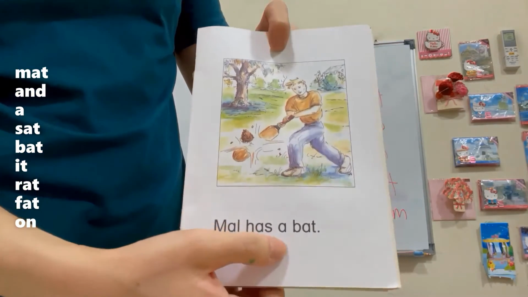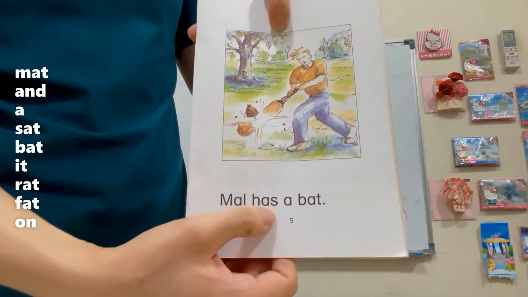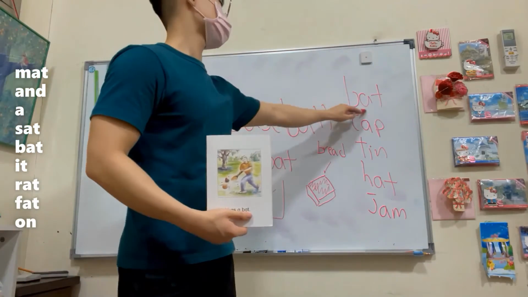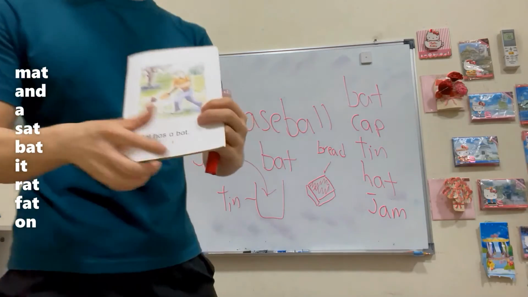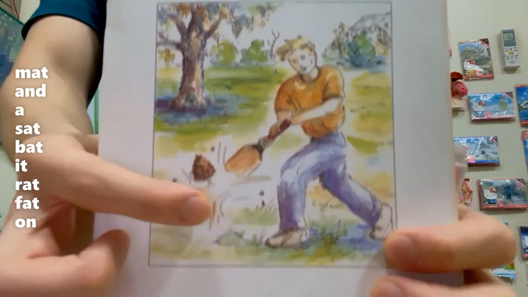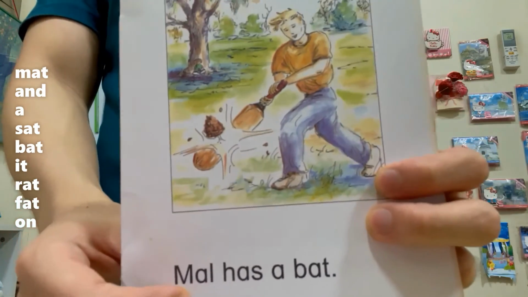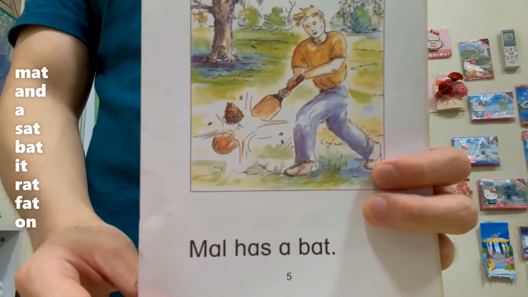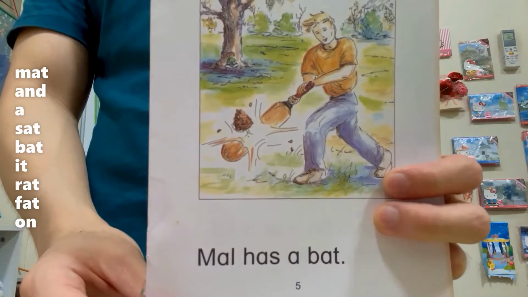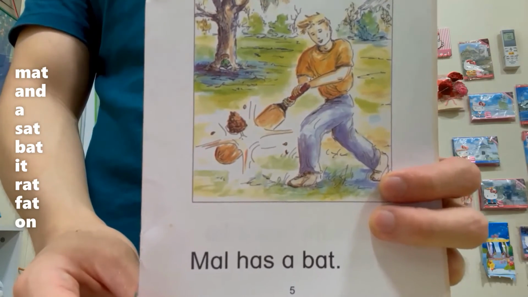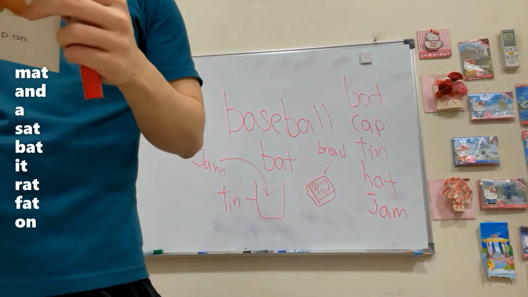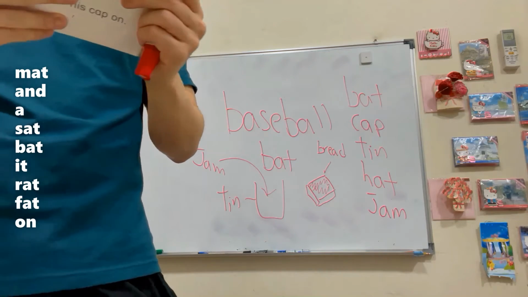Maul has a bat. Maul has a bat. So the bat is this one, right? As you can see in this picture. So Maul has a bat. Maul is the name of the guy, and he has a bat. Alright, the next one.